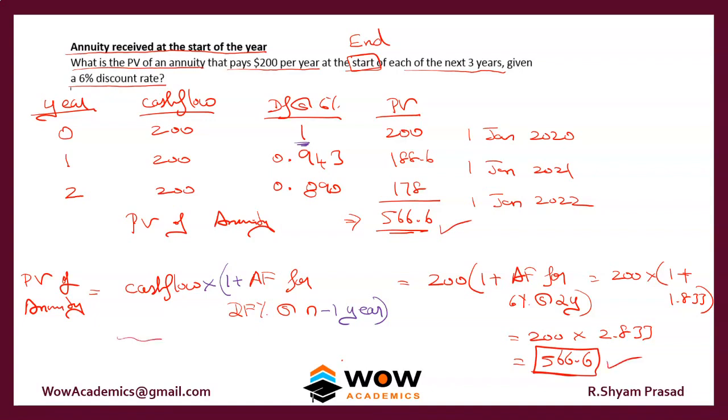Ensure that you understand this formula really well. Okay, this is when the annuity is received at the start of the year. You can use this formula. The earlier formula was for the end of the year.